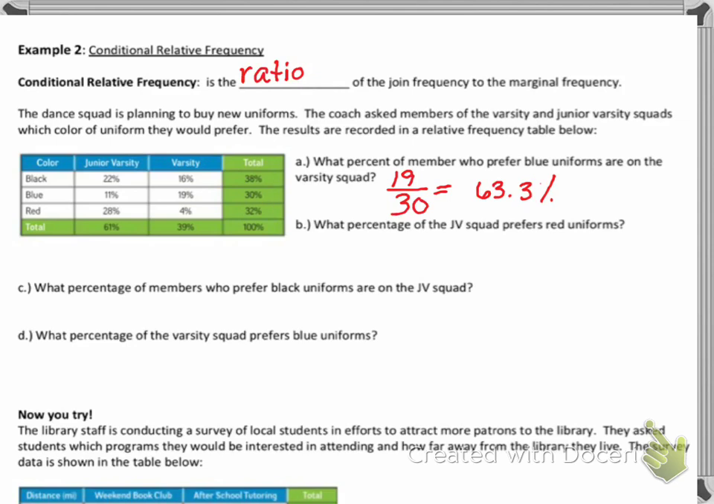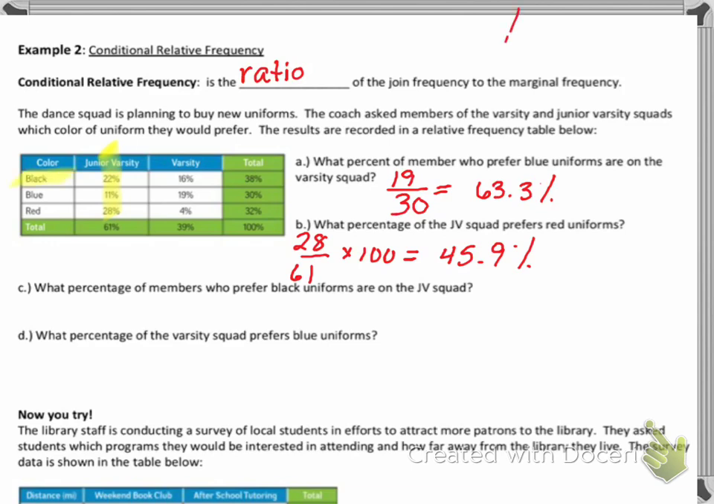So then the next question states, what percent of the JV squad, so I'm going to be looking down to this total. I highlighted it too much, I couldn't see that. So that would be out of 61%, how many of them preferred red? And that would be 28. So I would divide that, multiply it by 100, and I get a percentage of 45.9%.